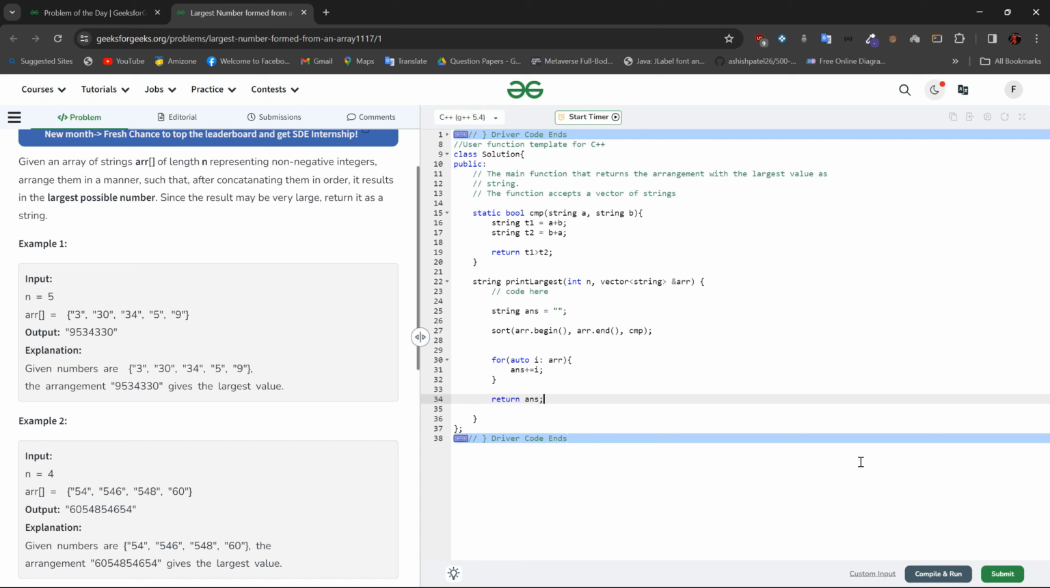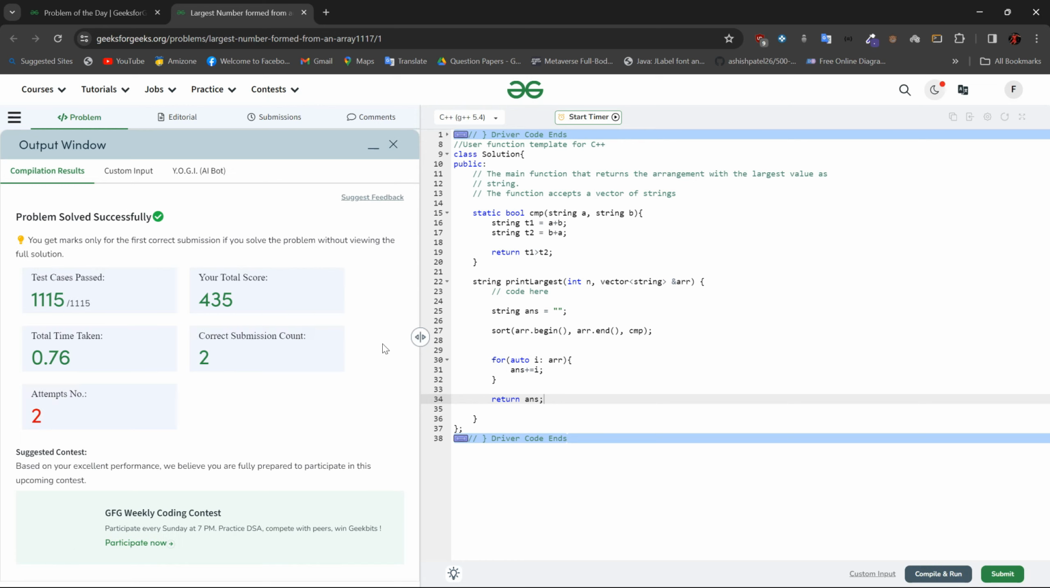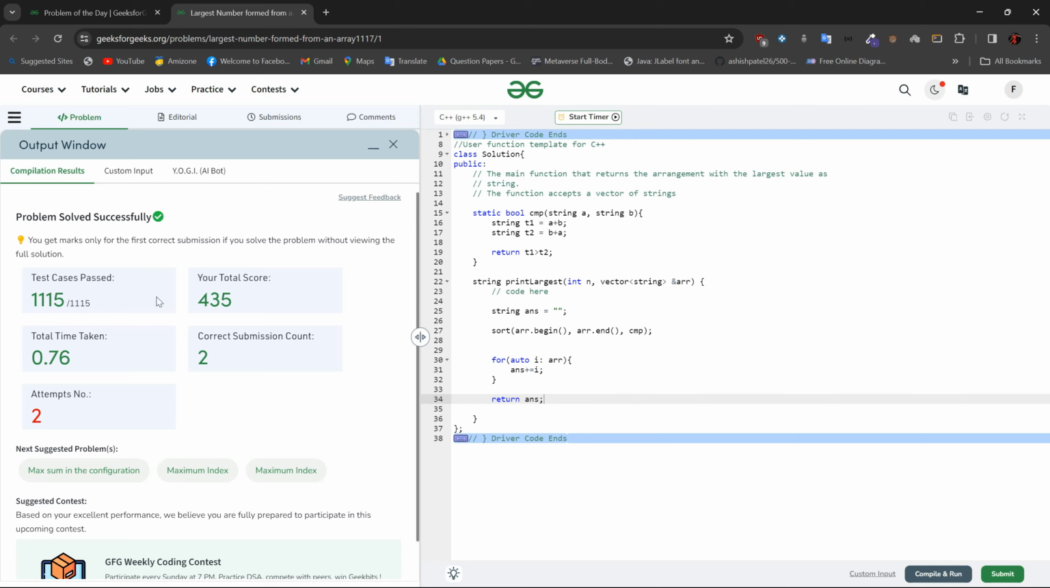Let's see if the code is correct or not. So the compilation has been successfully done, and let's see after the submission. Okay, so all the test cases have been passed and we got our score. So the code is working perfectly fine.